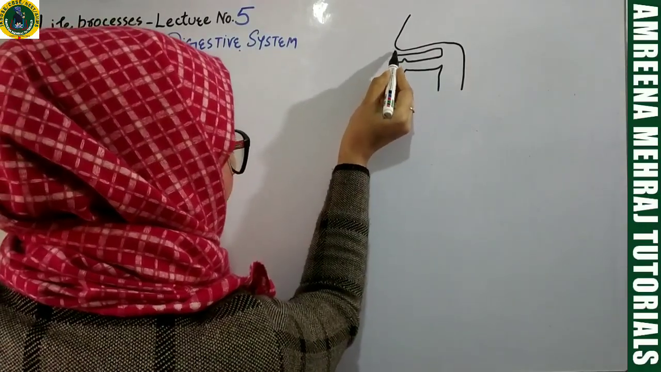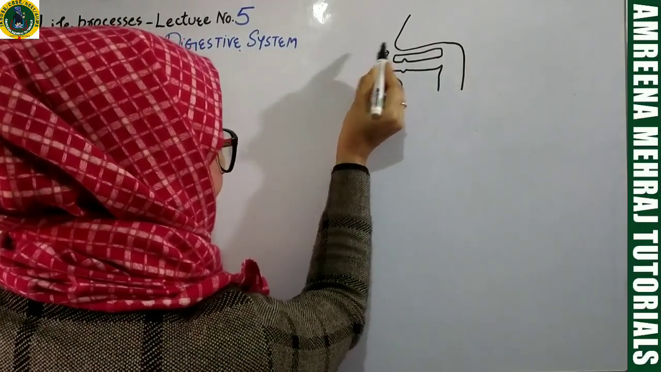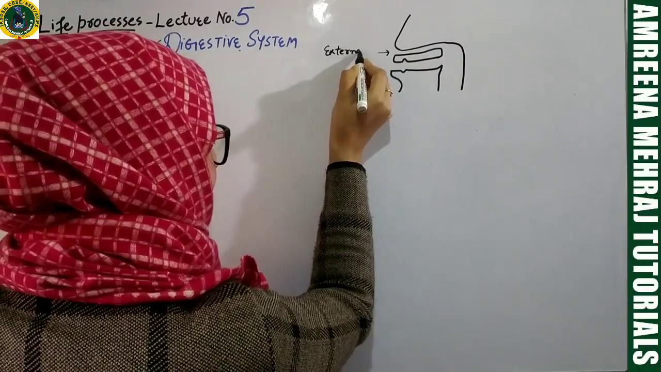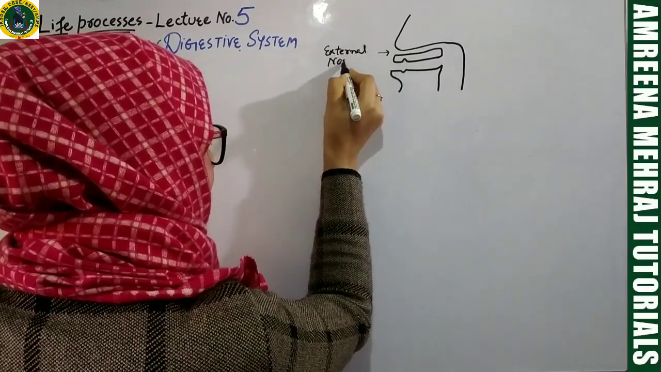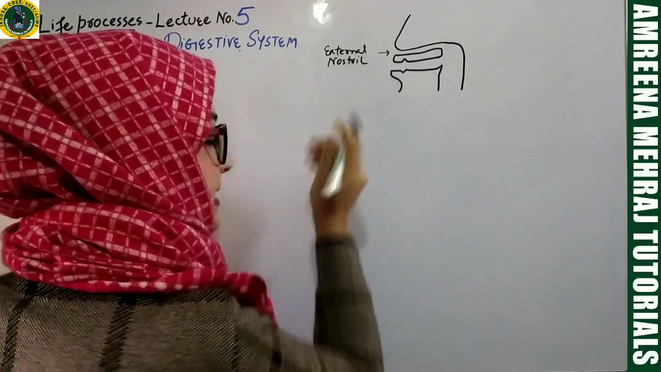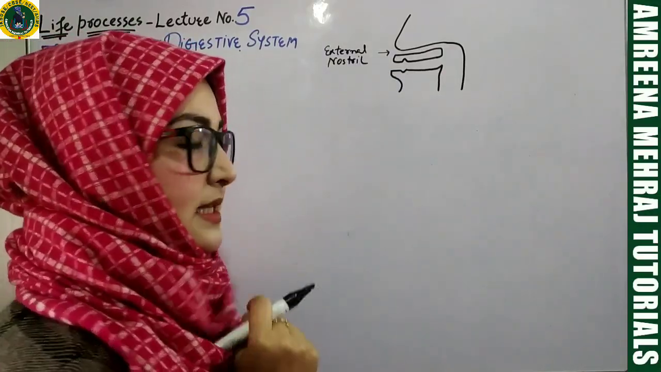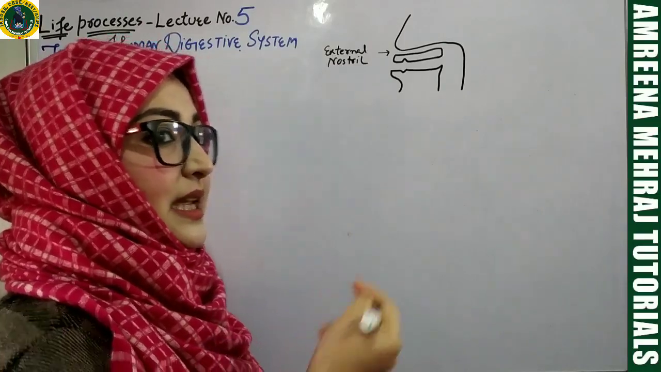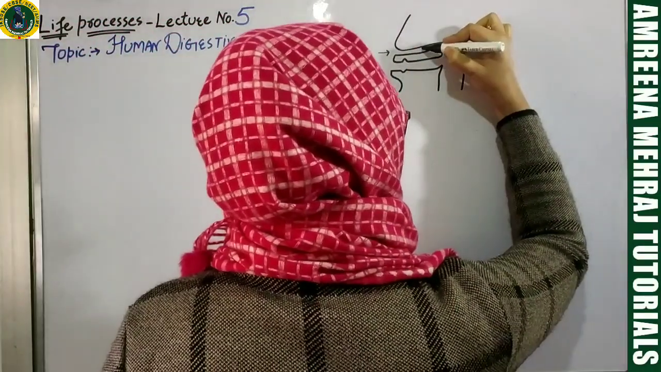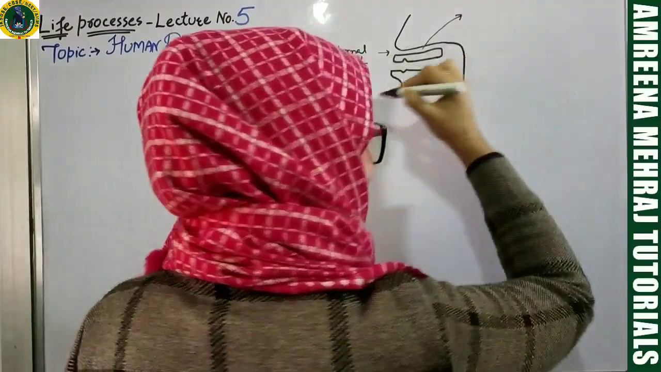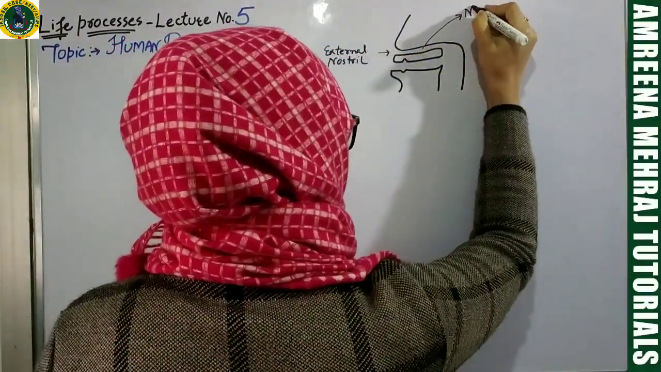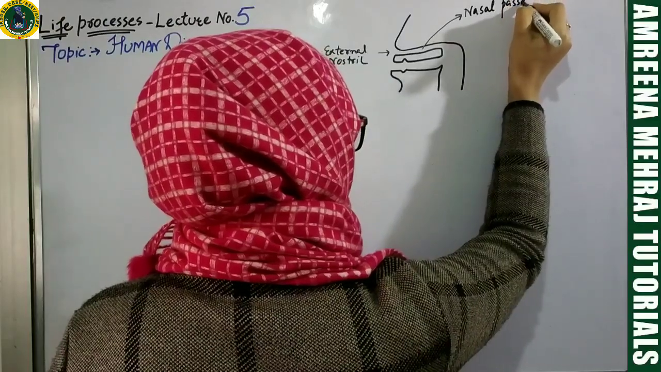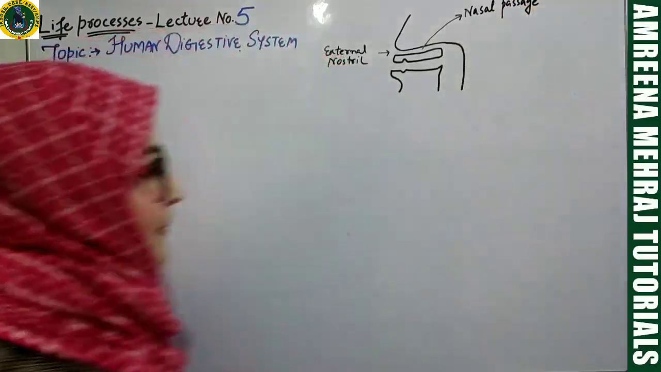So this opening over here at the top is basically the external nostril. Okay, this is the opening over here, the external nostril. And I've told you that this nostril basically takes you to the passage through which air enters inside. What will you call this passage? You will simply call it the nasal passage.